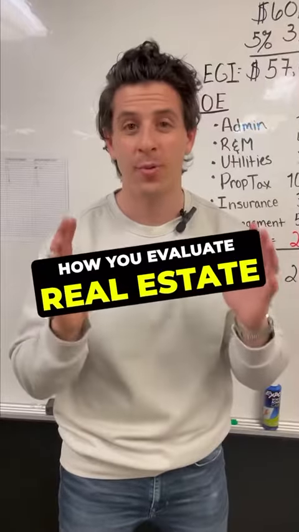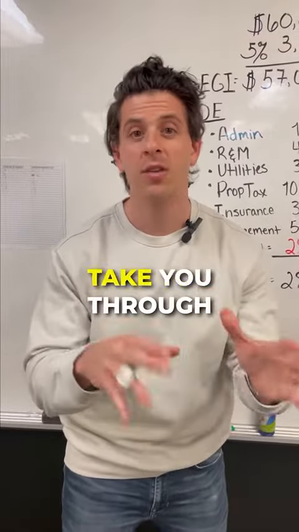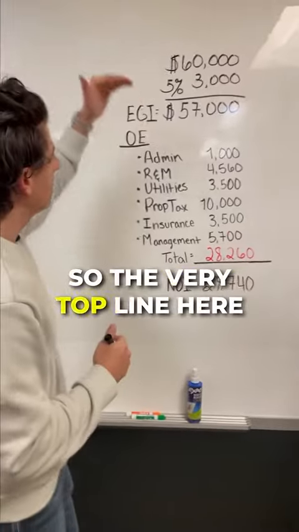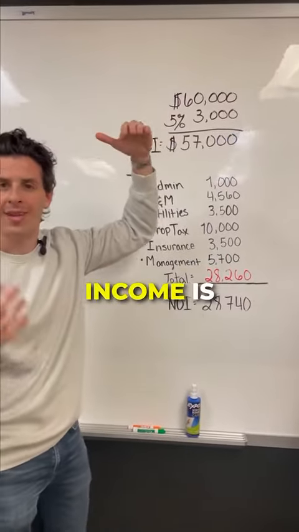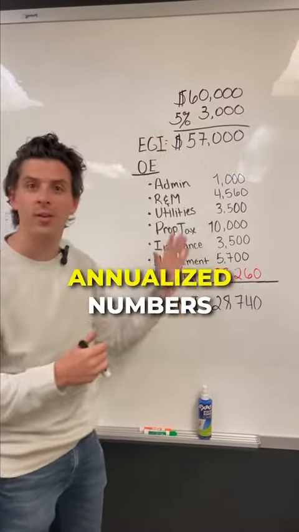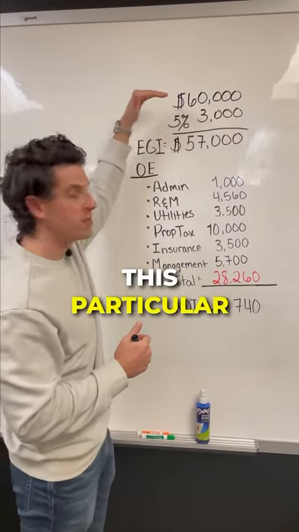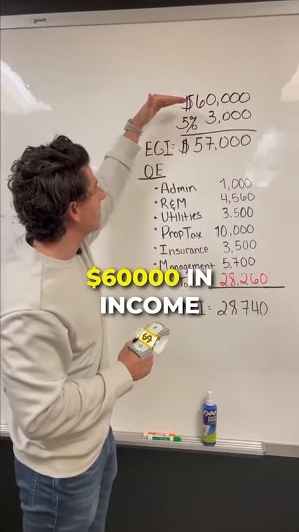Here's how you evaluate real estate using the income approach. We're going to take you through just a quick scenario here. So the very top line here is going to be what the total income is for the year. These are all annualized numbers, okay? So for the year, this particular property is generating $60,000 in income.